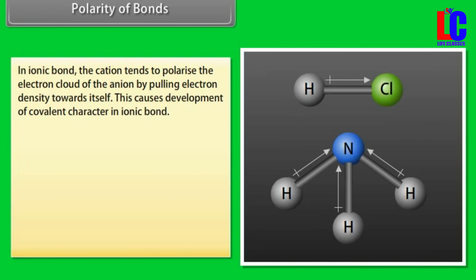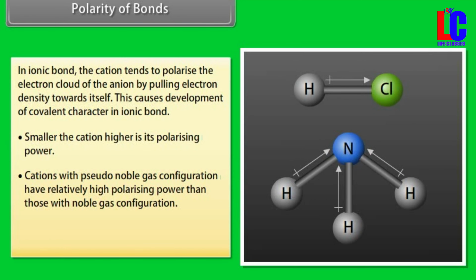Polarity of bonds. In ionic bond, the cation tends to polarize the electron cloud of the anion by pulling electron density towards itself. This causes development of covalent character in ionic bond. Smaller the cation, higher is its polarizing power. Cations with pseudo-noble gas configuration have relatively higher polarizing power than those with noble gas configuration. Larger the size of an ion, higher is its polarizability.